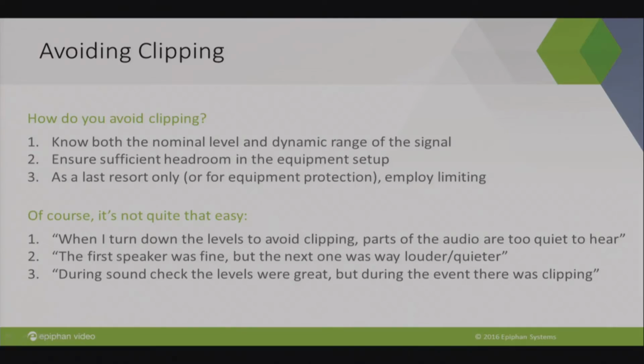Of course, it's not that easy just to use amplitude or signal levels to avoid clipping. So if you just turn things down so that those peaks don't clip, then you run into the problem where parts of the speech are too quiet to hear. Because if you just turn down the volume, you're not only affecting those peak levels and moving them away from the clipping point, which is what you want, you're also taking the quieter passages and turning those down as well. So turning down the level is one way to avoid clipping, but you can run into the problem with signals with high dynamic range that then the quiet portions are too quiet. Okay, so that's one problem.